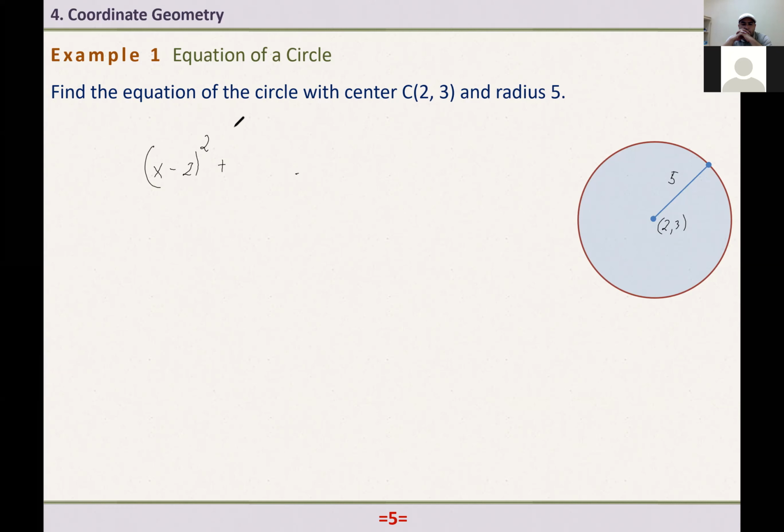Wait, what's x again? What is x again? Like, what's the value of x? No, this x represents the x coordinate of any point on the circle, right? So it is a variable here. So you are just putting something into this equation, right? x minus h squared plus y minus k squared equals r squared.